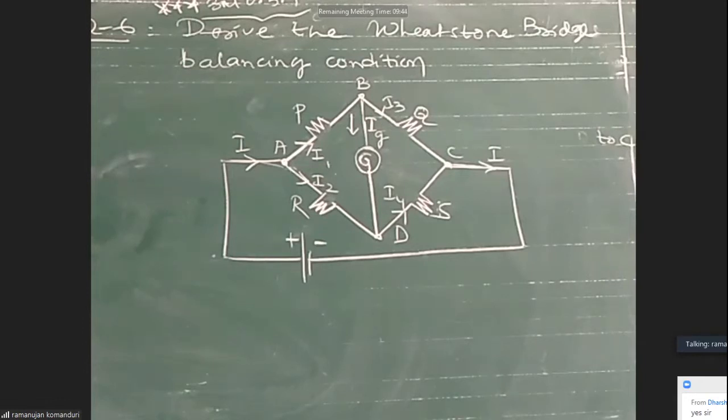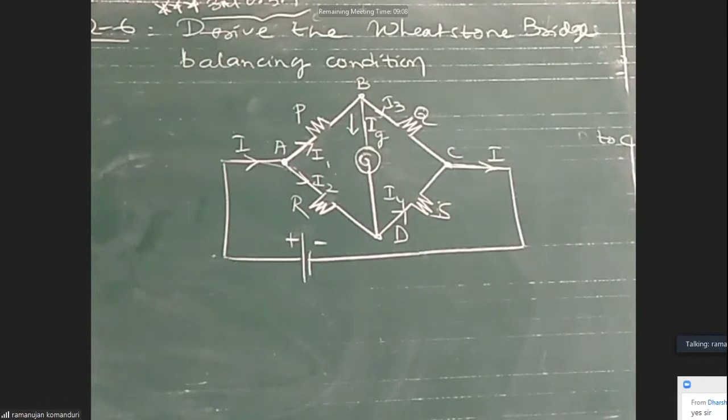Now, he is asking you to derive a condition called the balancing condition. What do we mean by a balancing condition? A condition under which the potential difference between points B and D is equal to 0. I repeat it once. A condition under which the potential difference between points B and D is equal to 0. If there is no potential difference, there is no current. Means the condition under which the value of Ig becomes 0 can be called the balancing condition.